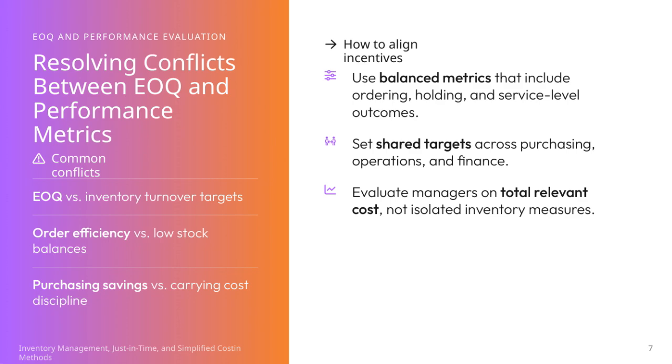Larger orders reduce ordering costs but increase holding costs and risk of excess inventory. Another common conflict is between purchasing savings and carrying cost discipline. Buying in bulk can yield discounts but raise inventory carrying costs.